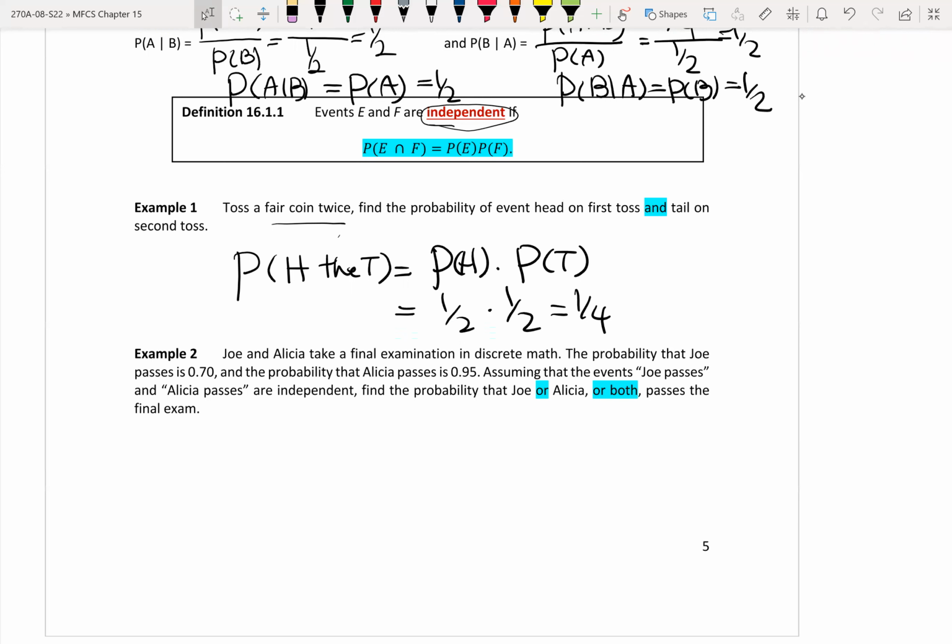Okay, so can you try the next one? There are two students in the final exam. The probability of one of them passing is 70%, the other one passing 95%. They are independent. Passing for these two students are independent events. What's the probability of Joey pass and Alicia pass? Sorry, or. Sorry, or.